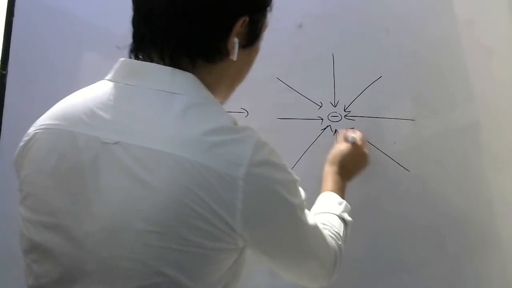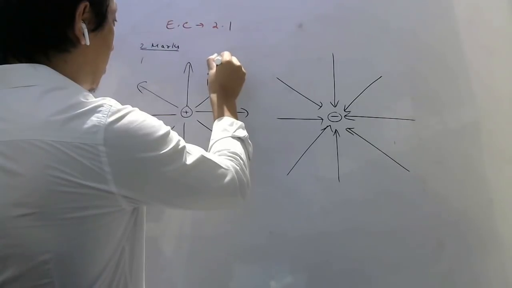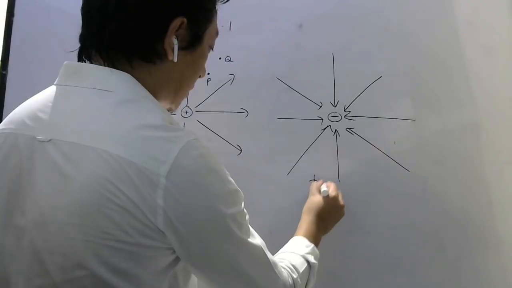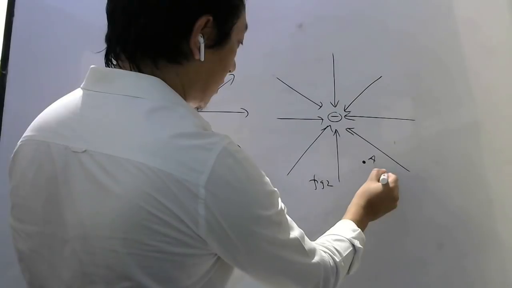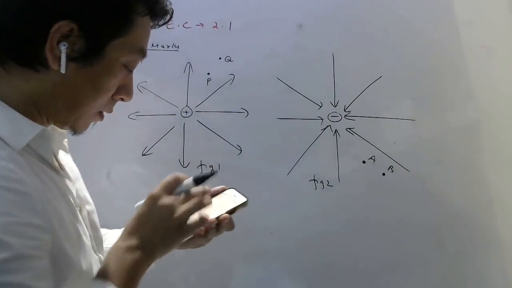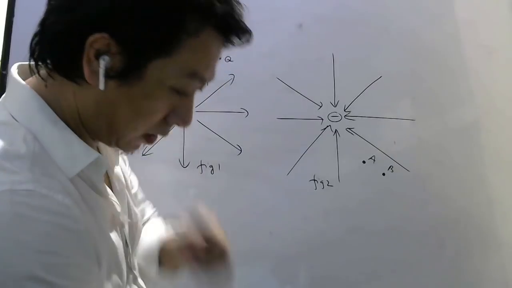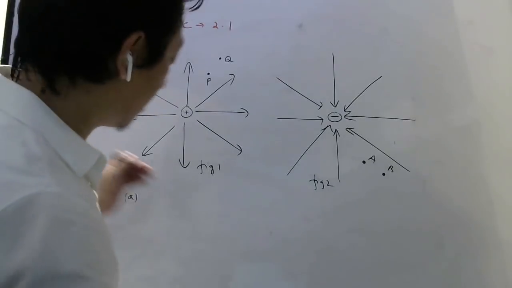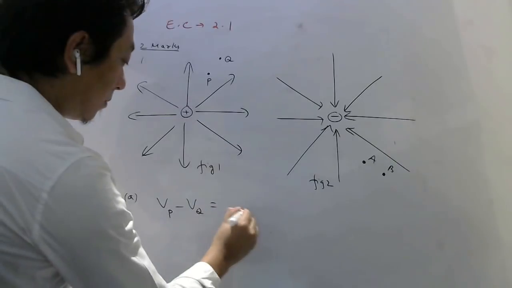Now listen carefully. One point is here, P, another point is somewhere here, Q. This is figure 1. In this figure, point A is here, point B is here. These are just points. Now listen carefully. First part, they're asking to give the sign of the potential difference Vp minus Vq. Sign they want. Positive or negative they want.